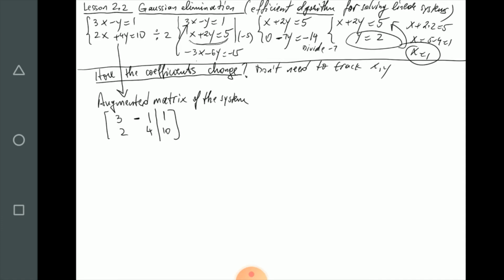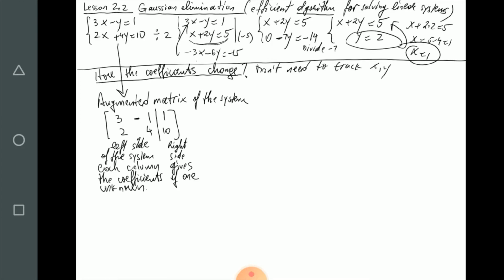So once again, just to be clear, to the left side of the vertical bar is the left side of the system, and to the right of the vertical bar is the right side. So basically the vertical bar signifies the equal sign in a system. Now it's very important to remember that each column gives the coefficients of one unknown.